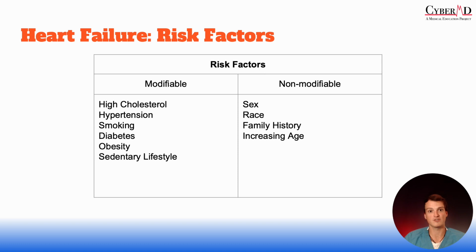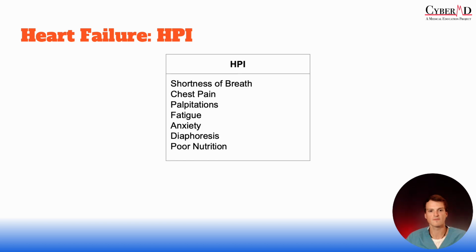Remember that family history is also a non-modifiable risk factor. So family history of any heart disease can increase your patient's risk for heart failure. And then lastly, you have increasing age. So as we increase in age, all of us, male, female, doesn't matter our race or ethnicity, as we all age, we are at an increased risk for developing heart failure. That's something we can't reverse and that we can't modify, and so that falls under our non-modifiable risk factors.